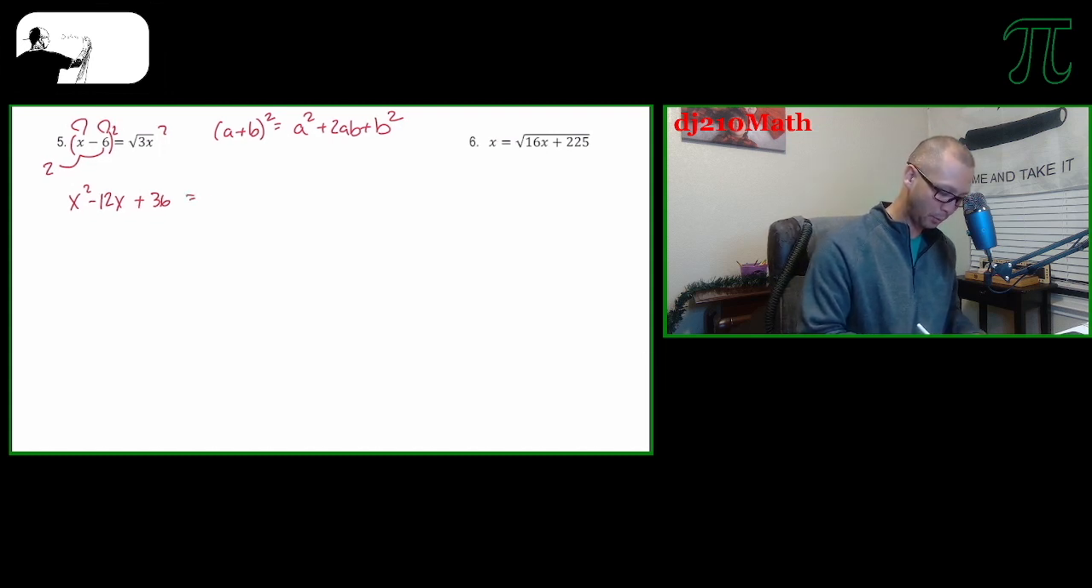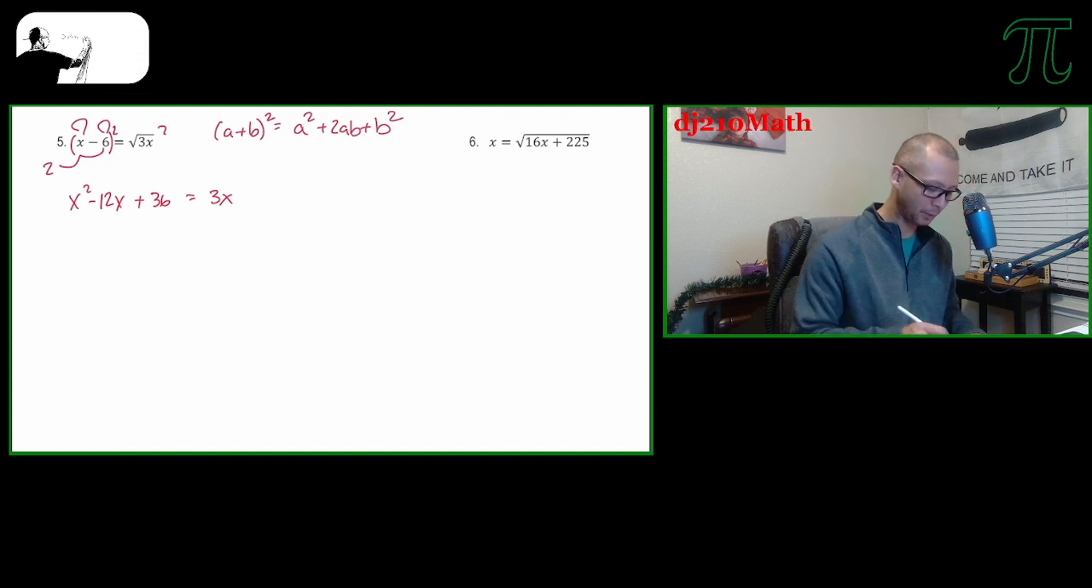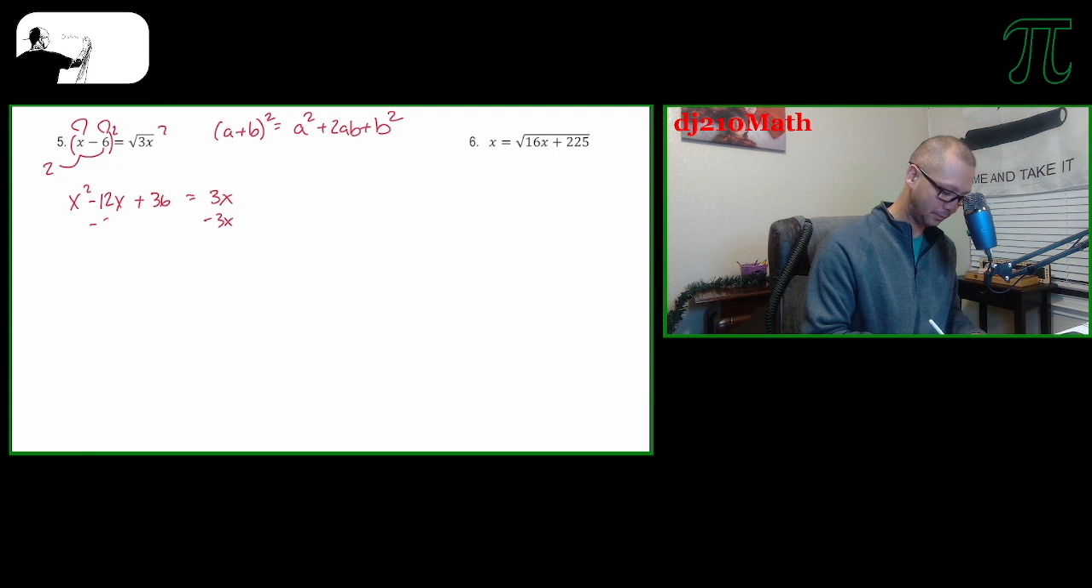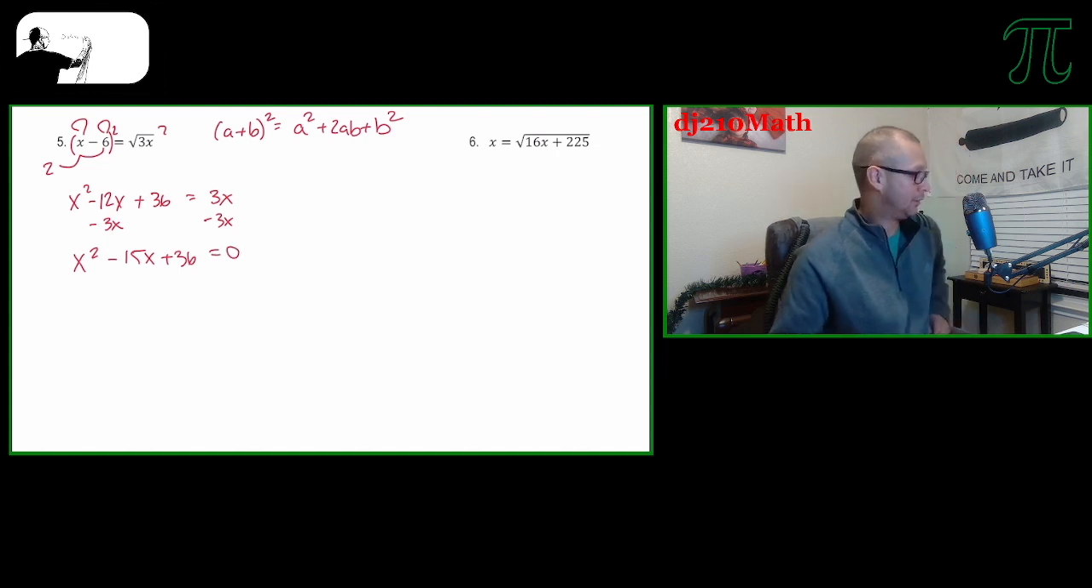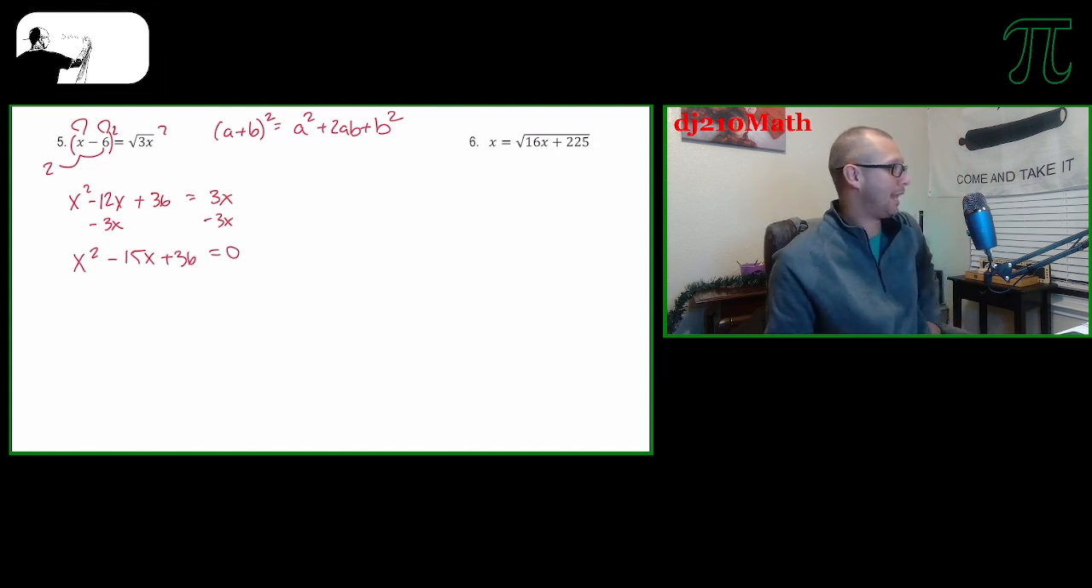Right hand side, square root goes away. So we just got 3x. I'm subtracting 3x from both sides. So x squared minus 15x plus 36 is equal to 0. Two numbers that make 36 that add up to 15.